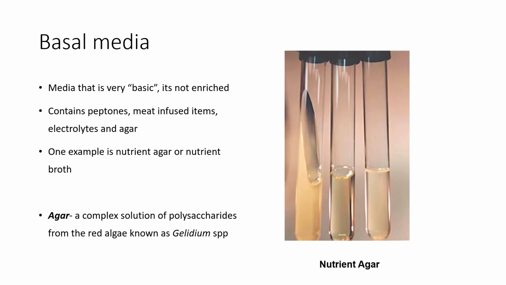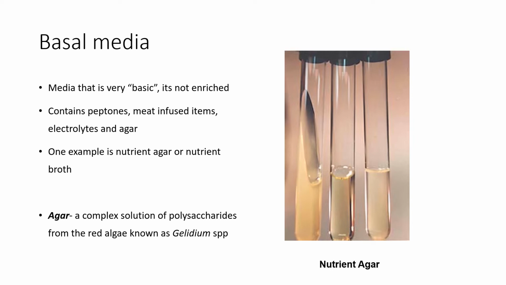Let's go ahead and take a look at those different media types. So the first one I want to talk about is basal media. We don't really use a lot of basal media in a medical microbiology lab, but we do use it sometimes. But this media is very, very basic. It's not enriched at all. It usually includes such things as peptones, which is a polypeptide and an amino acid. Many amino acids bonded in a chain make it part of a protein. Okay, it contains peptones, meat-infused items, electrolytes, and agar. One example of a basal media, which is a basic media, is nutrient agar or nutrient broth.